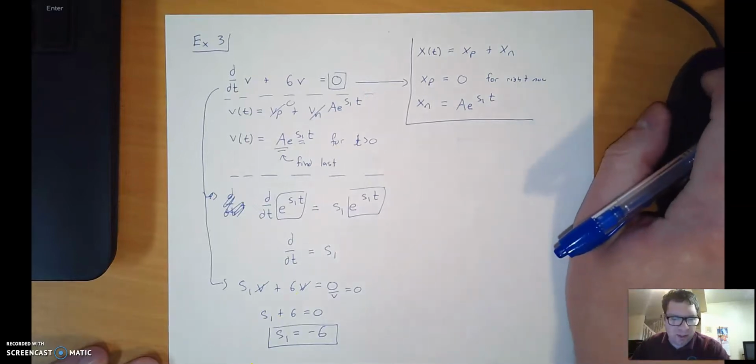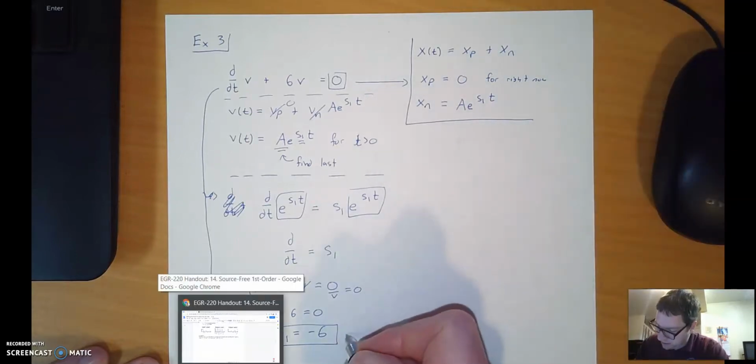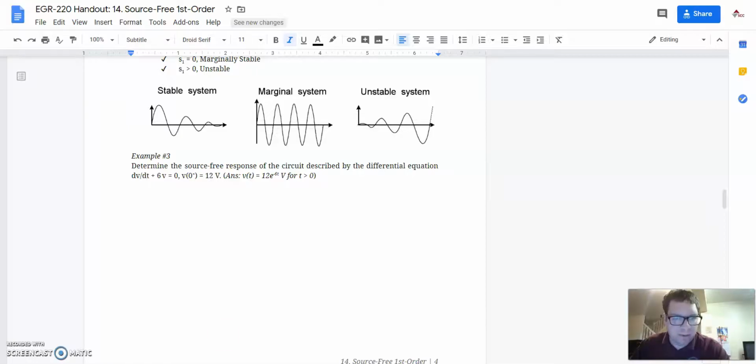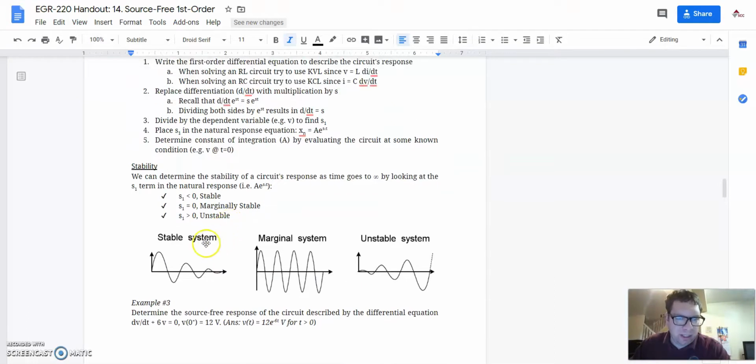If we hop back into our notes real quick, this means that our circuit is stable. For stability, we look at the value of s1. If it's negative, it'll be stable. If it's positive, it'll be unstable, and if it's 0, it'll be what's called marginally stable. A stable system will decay back down and come back to rest. A marginally stable system is on that edge. It could go stable or it could go unstable. These are generally theoretical systems. You can't actually build them in real life.